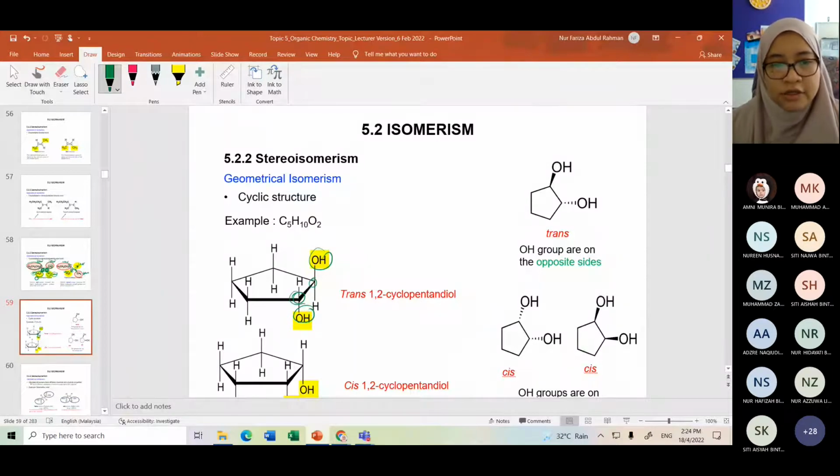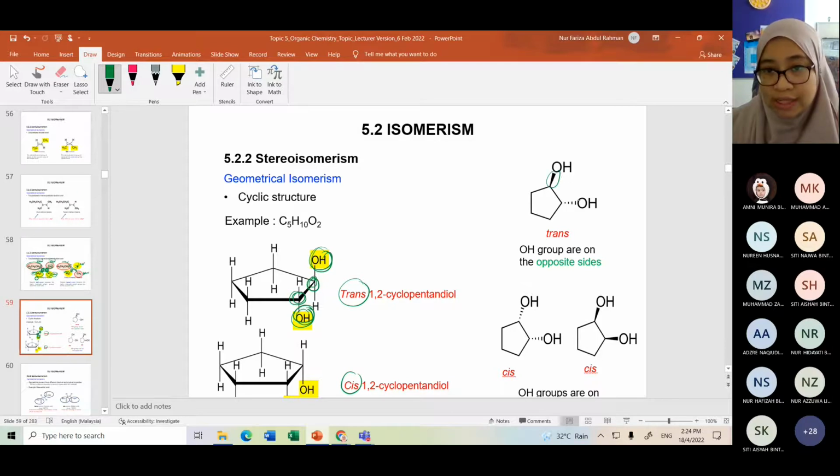So these two carbons each hold two different groups. Here there is an OH, and the rest are all hydrogen, as you can see. This one also has an OH. As you can see, these OH groups are in trans form, because they are opposite to one another: one is on top, the other is at the bottom. Whereas for cis, both can either be on top or both at the bottom. Same side will be cis.